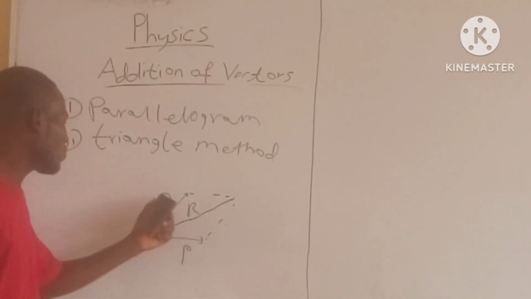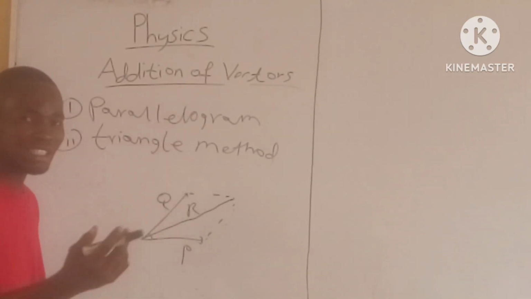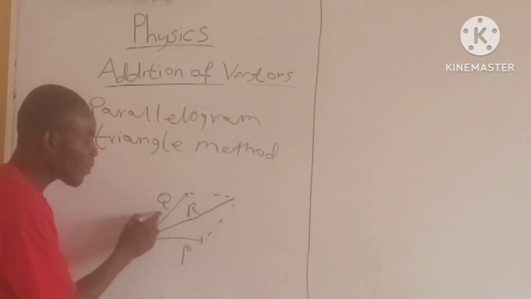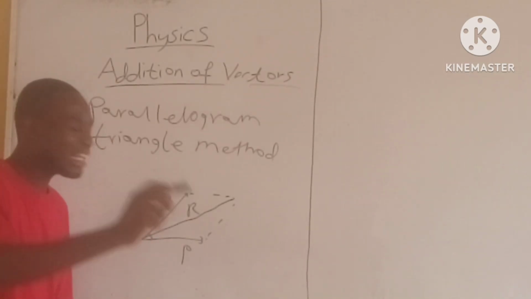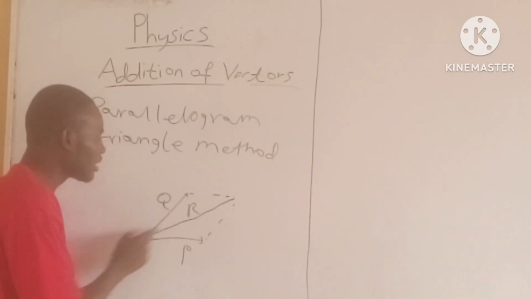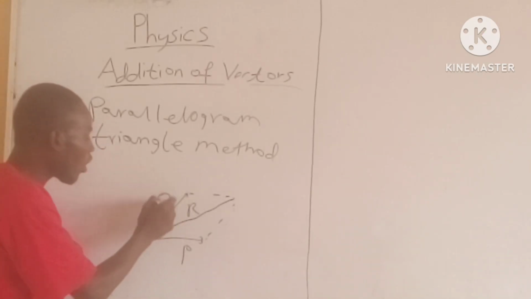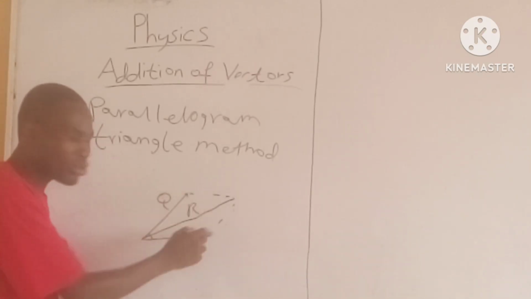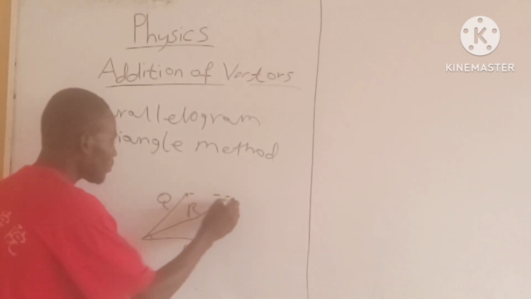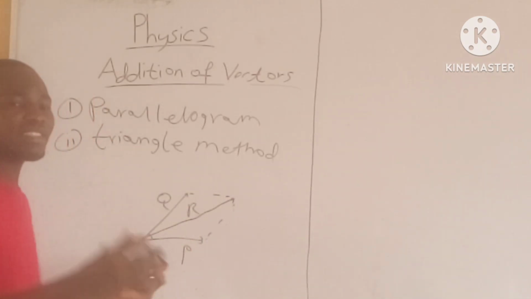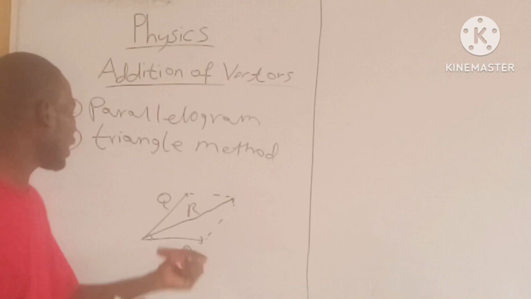The parallelogram law states that if two vectors, let me say P and Q, are represented by adjacent sides of the parallelogram, then the diagonal line drawn from the point of intersection between the two vectors represents the resultant vector of these two vectors in magnitude and in direction.